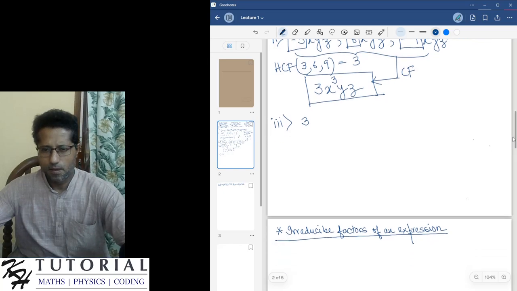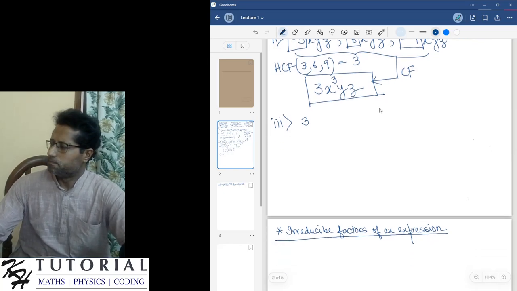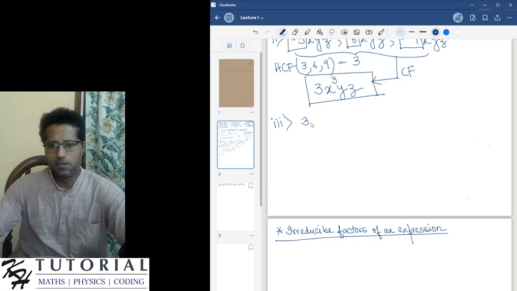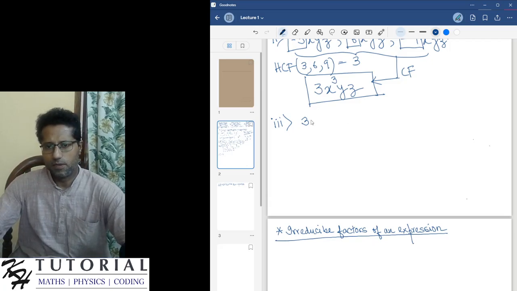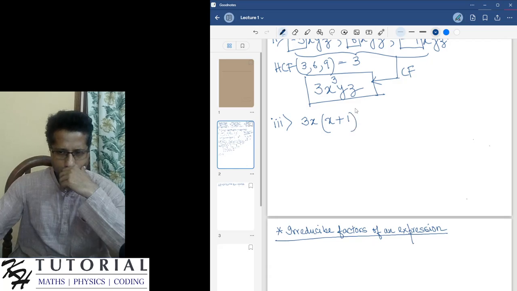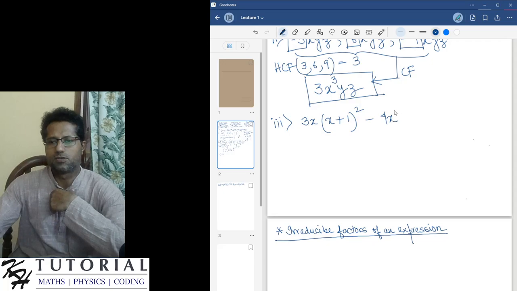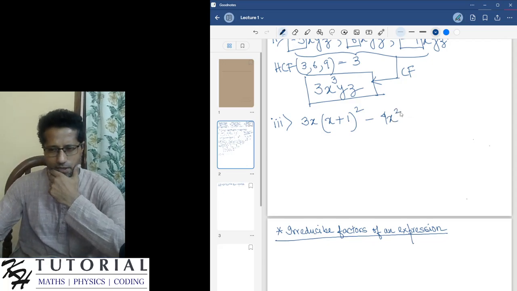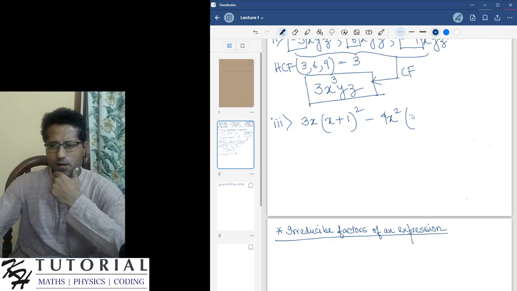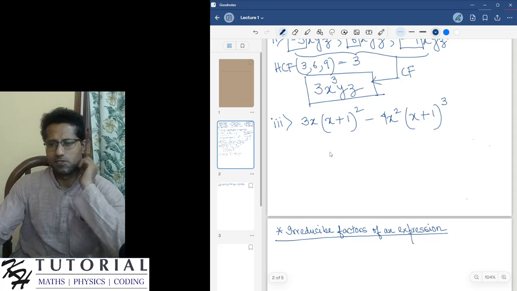Let's say what will be the common factor of, let's say we have an expression like 3x multiplied by x plus 1 square minus, let's say, 4x square. I'm just creating some random expression. It may not make any sense. Anyway, so let's say we have an expression like this.